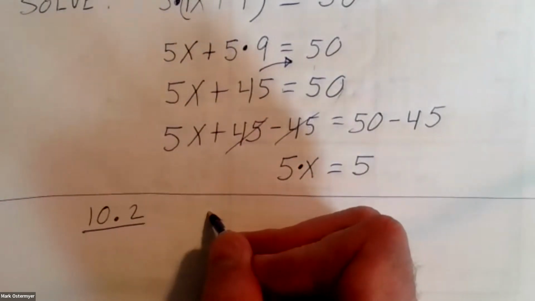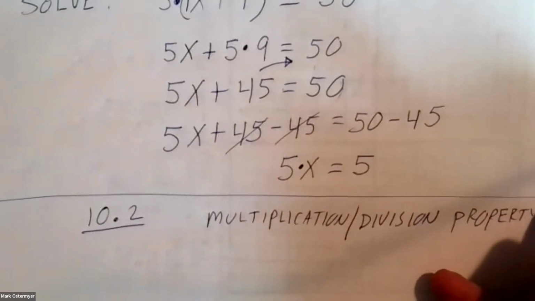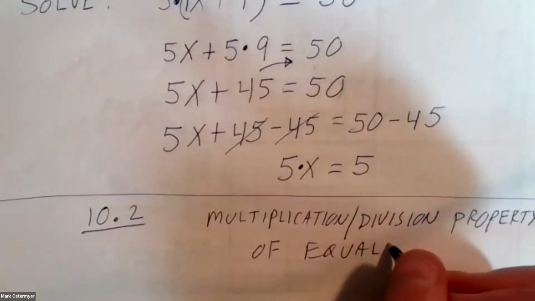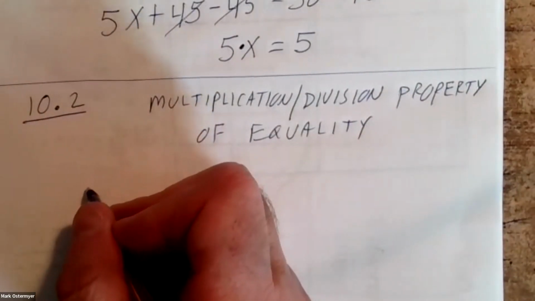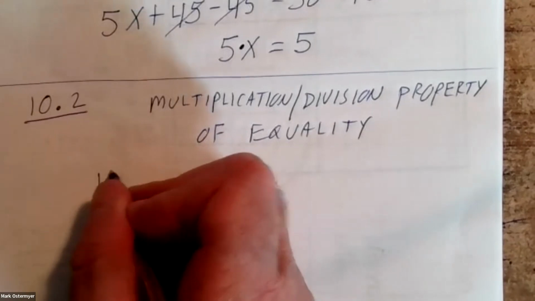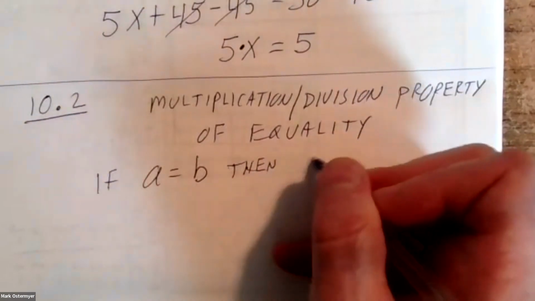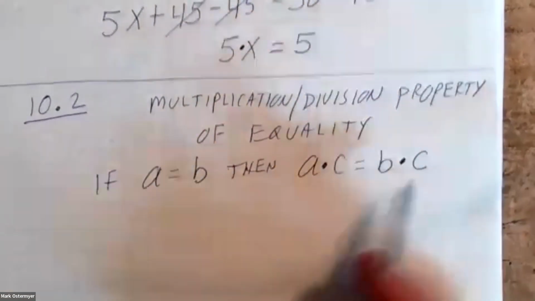10.2 shows us the multiplication and the division property of equality. Just like there was an addition and subtraction property of equality, there's a multiplication and division property of equality. It works essentially the same way as the other ones. Basically it says this, ladies and gentlemen, that multiplication and division are inverses of each other. So if A is equal to B, then if I multiply the left side of my equation by some number C, just so long as I multiply the right side by the same number C, I'll still maintain equivalence.